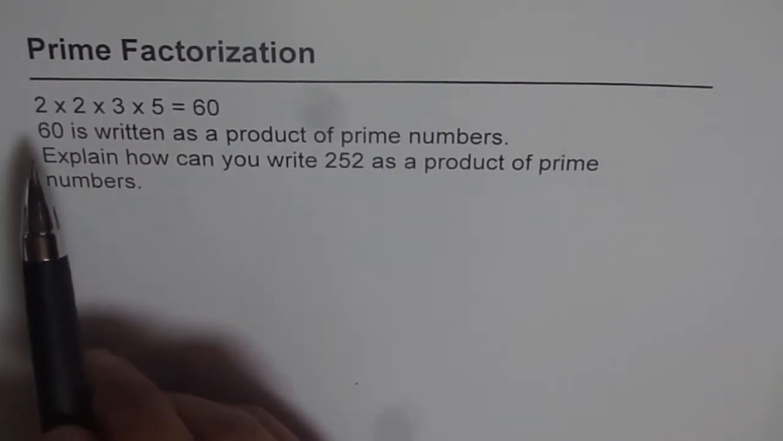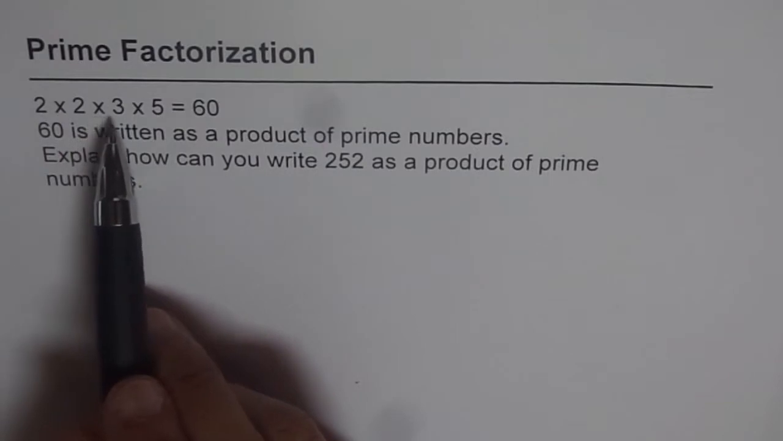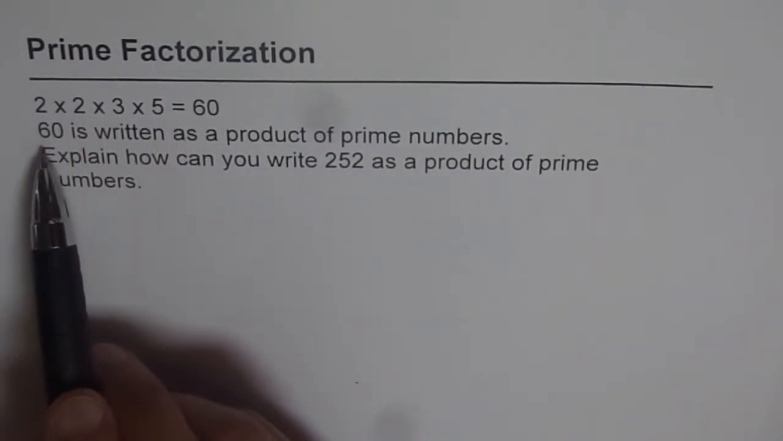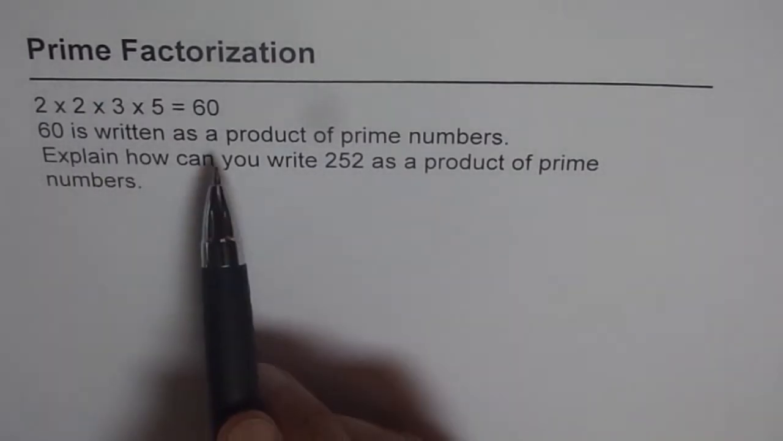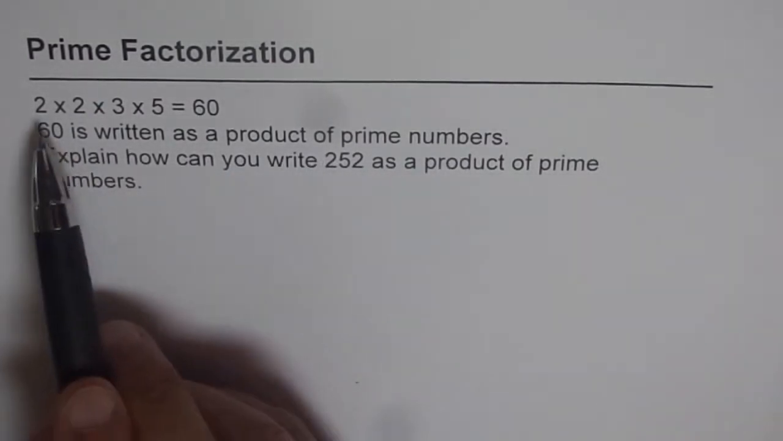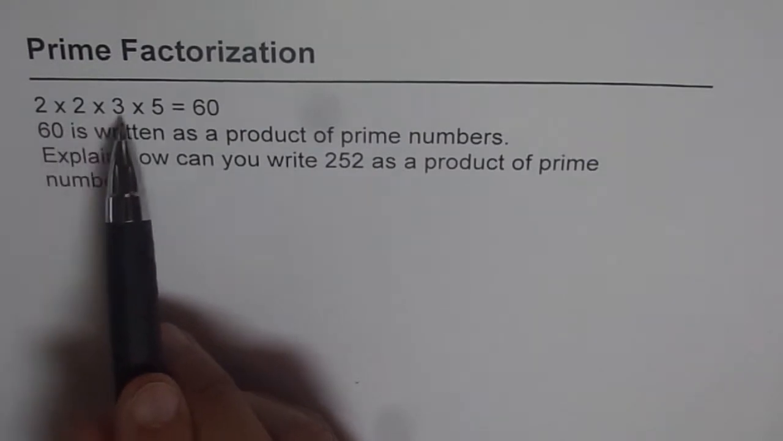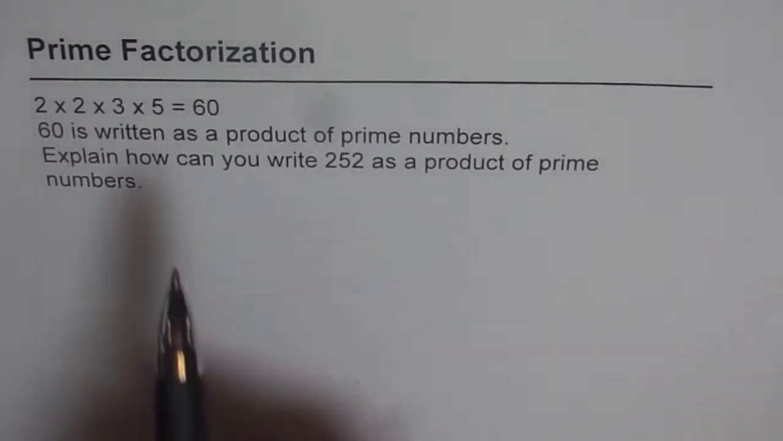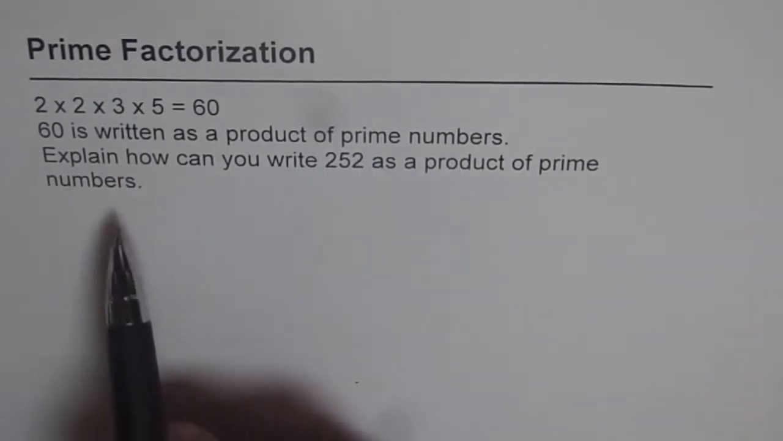So the question is, 2 times 2 times 3 times 5 equals 60. That is given to us. Now it's written here, 60 is written as a product of prime numbers. All of them are prime numbers. 2, 2, 3 and 5 are all prime numbers. So 60 is written as a product of prime numbers.